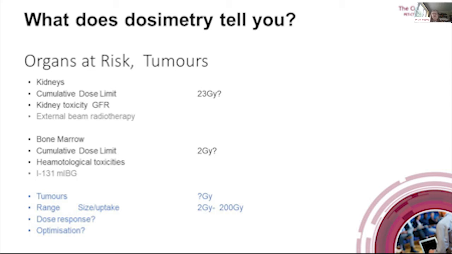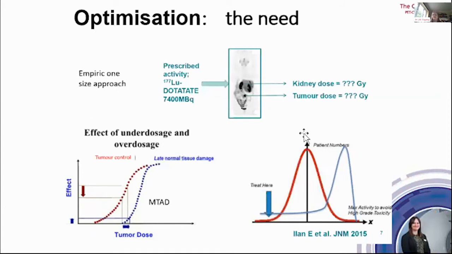In terms of the tumours, well, as we've briefly seen, they can cover a very wide range of dose depending on size and uptake. And we've had reports of everything from 2 gray to 200 gray. And the key element is, what is the dose response with that and how we can optimize it? Briefly, the optimization that I'm going to talk about is the one similar to in external beam radiotherapy, where because normal tissue has a different response to the radiation to the tumor tissue, you can actually find a spot on the two different response curves where a very small change in dose will give a small change in normal tissue damage, but a much more improved tumor control.